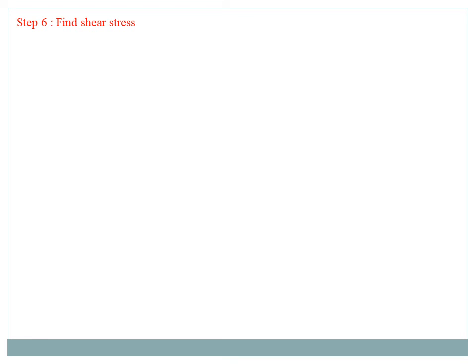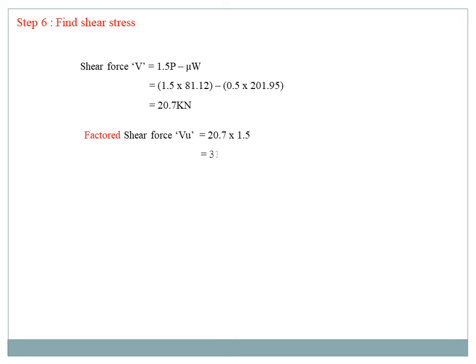So step number 6, find shear stress. Shear force V is equal to 1.5 P minus mu into W. This is the formula. So 1.5 into P. All the values you can already find in our previous steps, so you can directly apply the values. You got the answers. So P is equal to 81.12, then mu value is also known, W value is also known. So finally the answer is 20.7 kilonewton. Then factored shear force Vu is equal to 20.7 into 1.5, so 1.5 is the load factor. So 31.05. Then shear stress tau v is equal to Vu by bd.